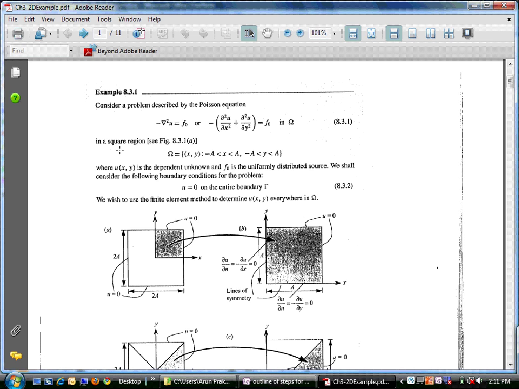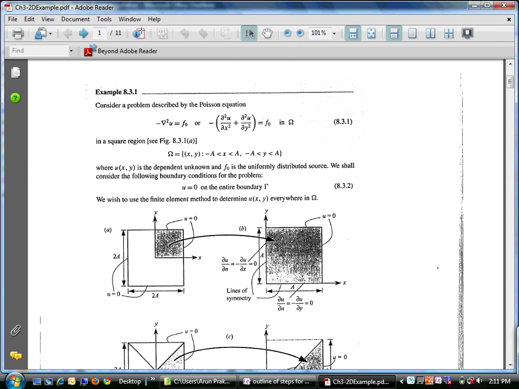So we are given that we want to solve this equation on this type of a square domain, where this domain varies from minus a to plus a. It's a square domain, and we shall consider the following boundary conditions, that u is equal to 0 on the entire boundary. So what we are essentially saying is that the value of the temperature, if you want to think of this u as temperature, is 0 on the entire boundary. And so we have to solve this equation for this entire domain.